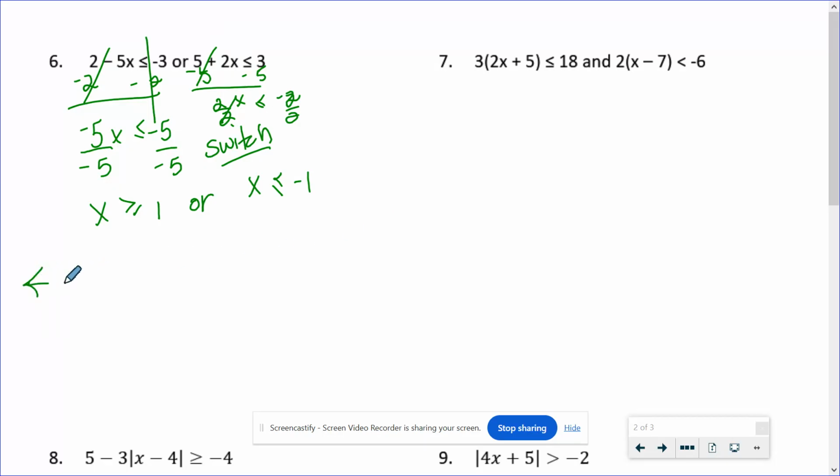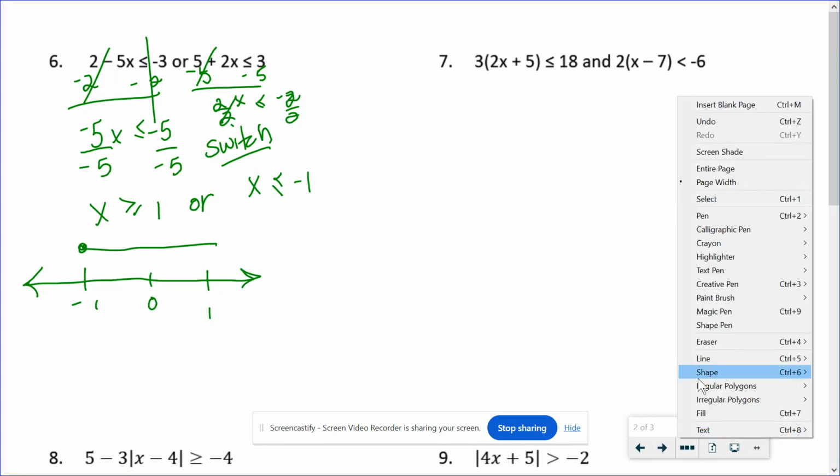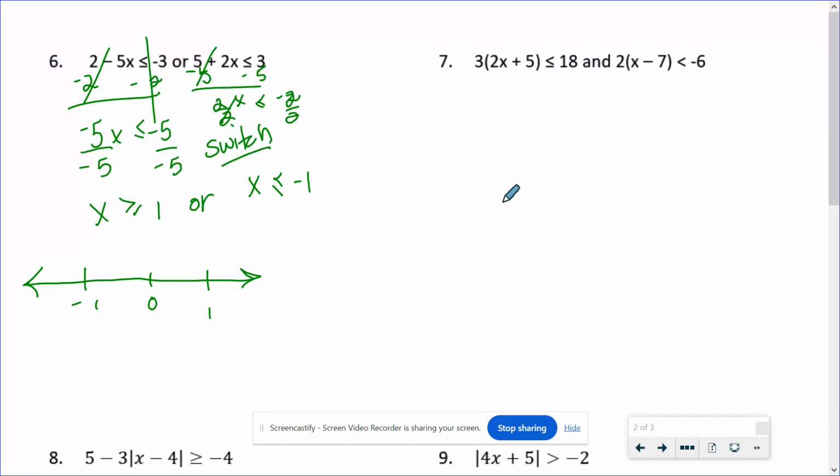So let's take a peek at what it's going to look like on a graph. So I have a negative 1 and a positive 1. X is everything greater. Oops, that is so wrong. Let me undo that. That was completely wrong. Okay, so x is everything greater than or equal to 1, or x is everything less than or equal to negative 1. So here is our answer.